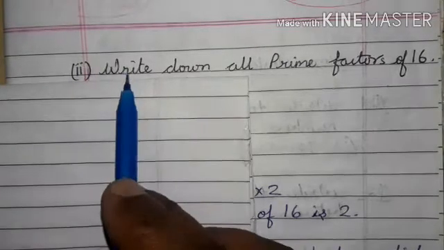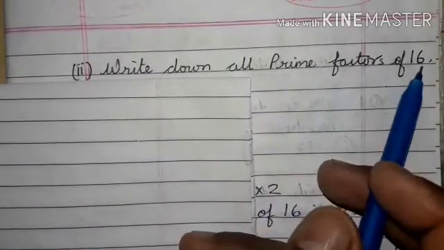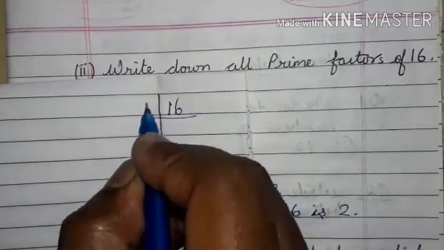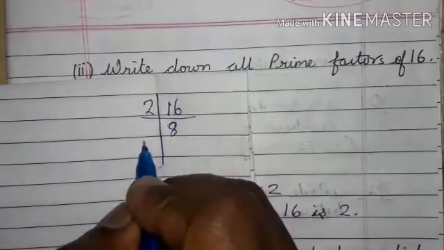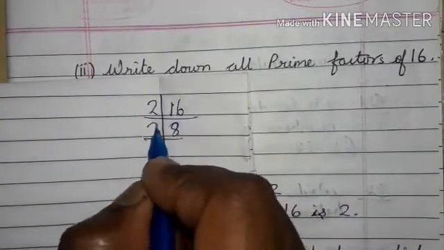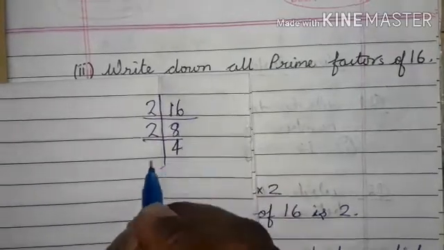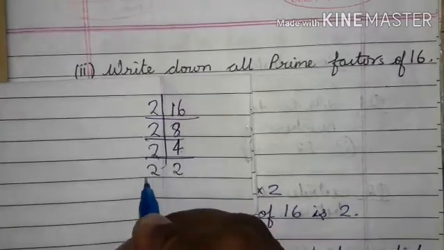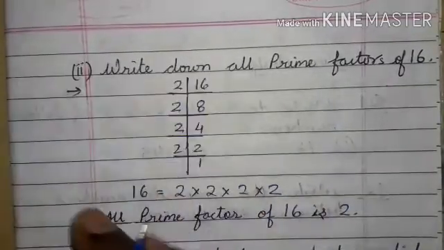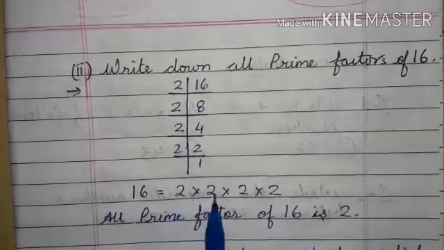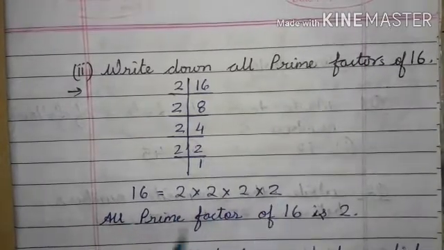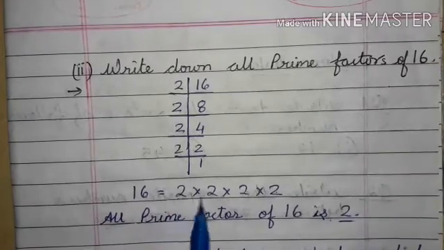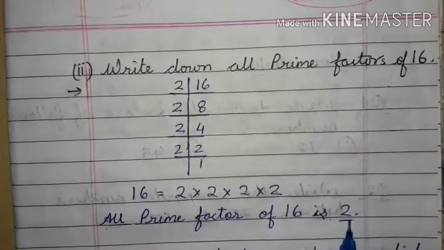Now one more example. Write down all prime factors of 16. 16 can be divided by 2. How many times? 8 times. Then 8 can also be divided by 2, 4 times. Then 4 can also be divided by 2, 2 times. And 2 can also be divided by 2, 1 time. Now 16 is equal to 2 multiplied by 2 multiplied by 2 multiplied by 2. So the prime factor of 16 is 2. Here the same number is repeated, so we write the prime factor only one time.